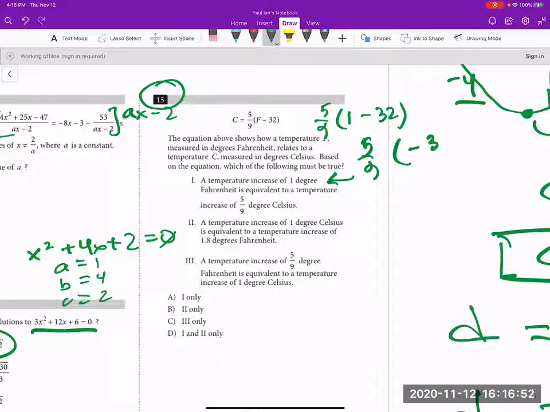Oh, I see what you're saying. A temperature increase of 1 degree Fahrenheit is equivalent to a temperature increase of 5/9 degree Celsius.